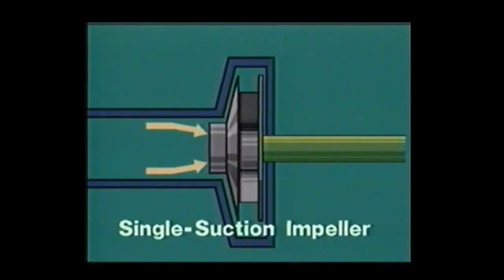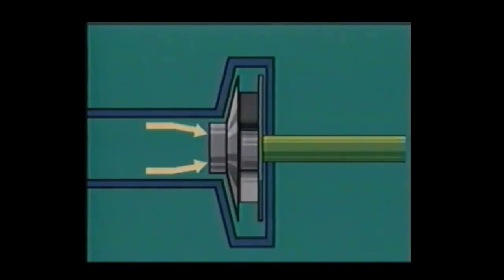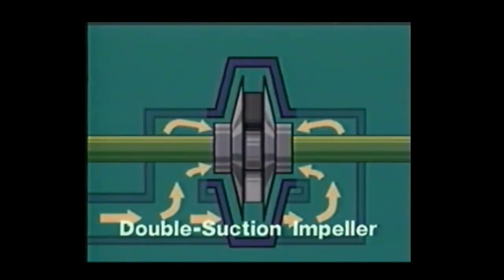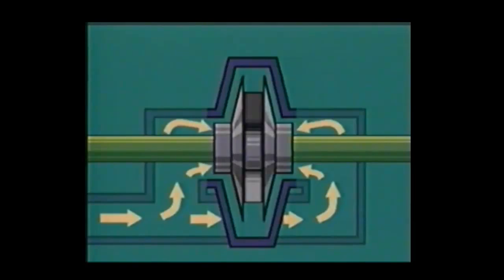Pumps are classified as either single or double suction. Both terms refer to the number of suction eyes in the impeller. In single suction impellers, fluid enters the impeller only through one side. In double suction impellers, there's a suction eye on both sides of the impeller. Fluid enters the pump through a single intake port, but it's then directed toward both sides of the impeller.